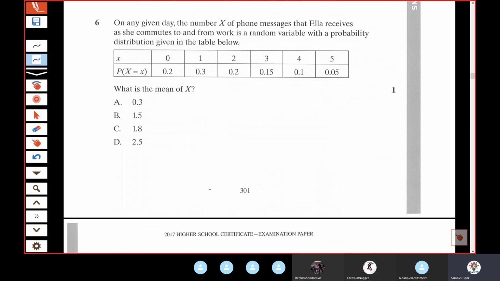What is the mean? You have to do x times p of x. So the sum of x p(x) is equal to the expected value of x. So sum of x p(x).